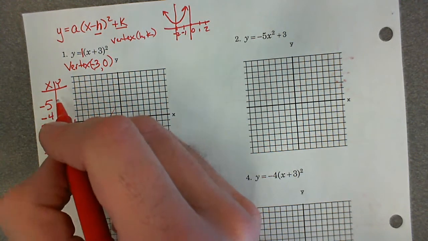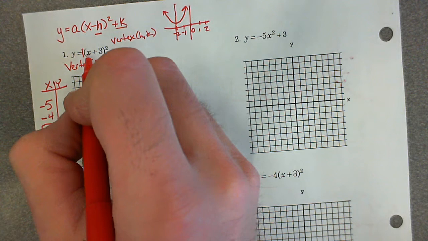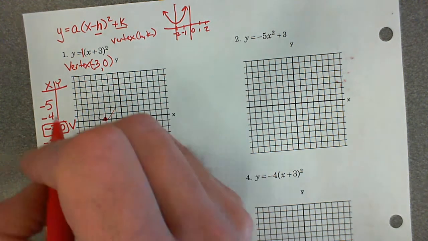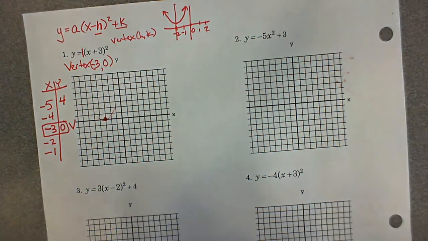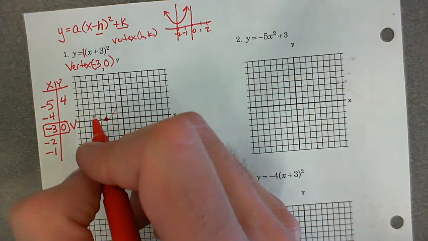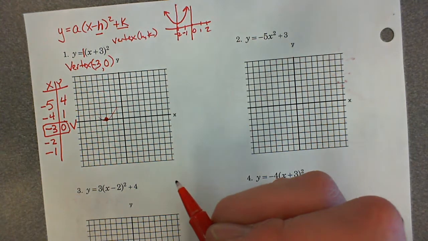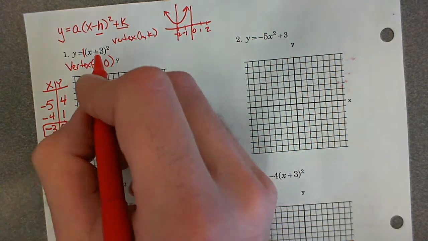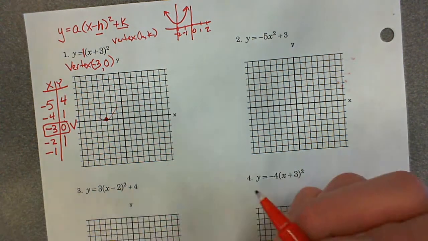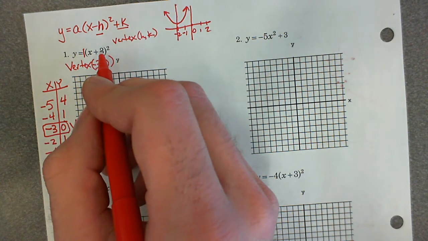And then I need to find their y values. Well, you find the y values by plugging them in. So let me plug -5 in. -5 plus 3 is -2. -2 squared gets you +4. Now we plug the -4 in. -4 plus 3 is -1. Square -1, you get +1. Now let's plug in -2. -2 plus 3 is 1. 1 squared is 1. And then plug in -1. -1 plus 3 is 2.